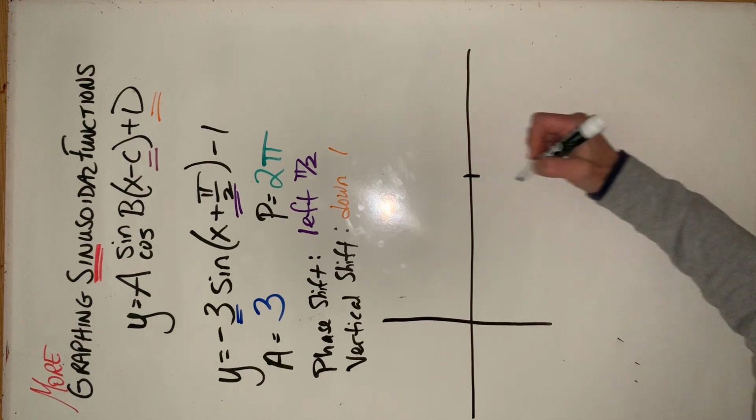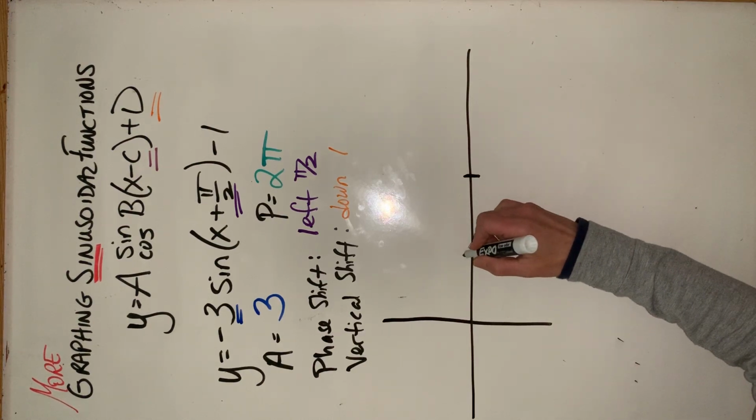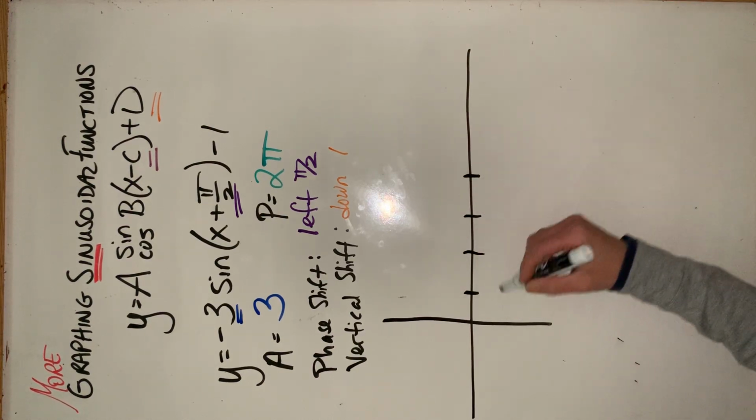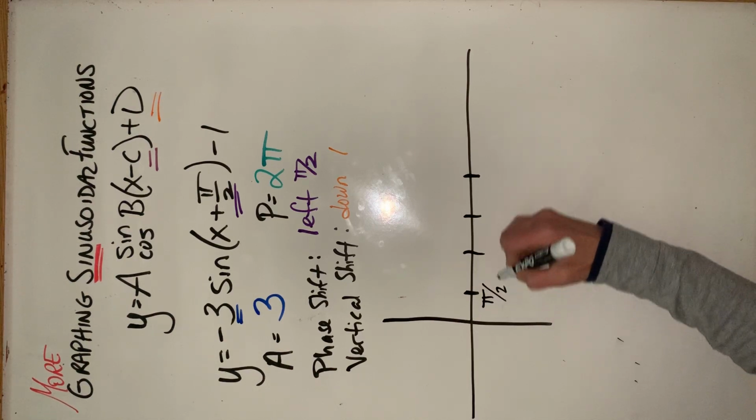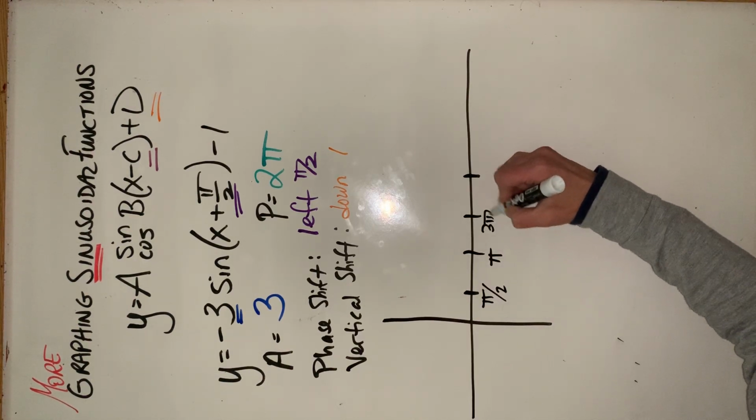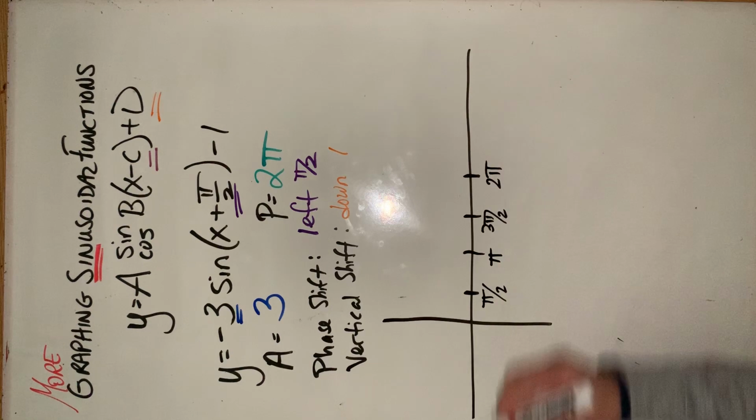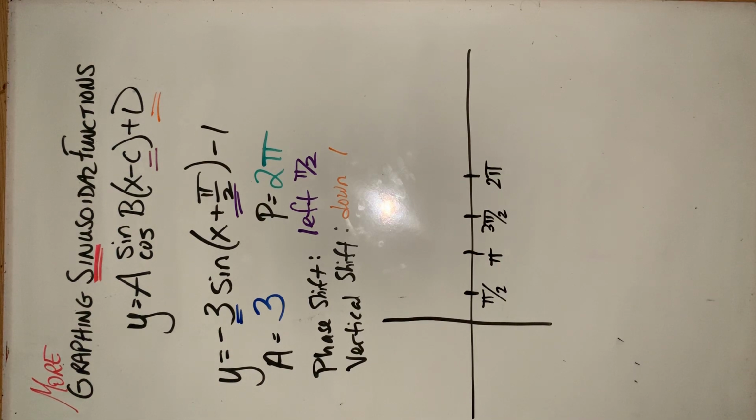All right, so again, I'm going to start with my period, which is 2 pi. So this one I don't really have to think too hard about, right? So this will be pi over 2, pi, 3 pi over 2, and 2 pi. Again, we're labeling one full cycle on the x-axis, okay?